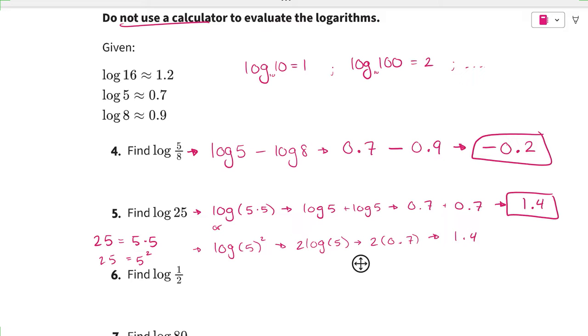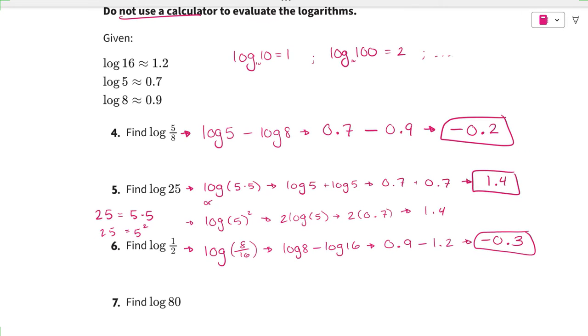Okay, log of 1/2. So I don't have a 1 or 2 anywhere in here, but I do have an 8 and 16. So log of 1/2 can be the same thing as log of 8 over 16. That's still equivalent to 1/2. Well, I know log of 8 and I know log of 16, right? Those are both given to us. So log of 8 is about 0.9 and log of 16 is about 1.2. So the difference there is 0.3. Again, our larger number is negative. So negative 0.3 is our result.